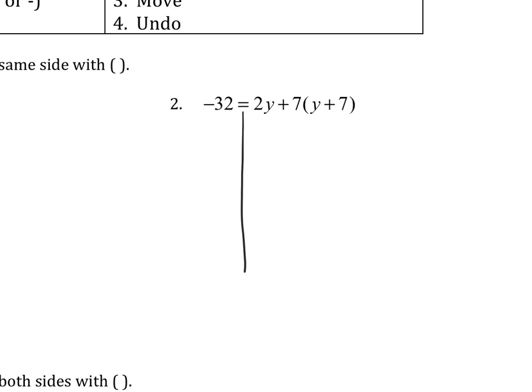So your first step is always to get rid of those parentheses. So notice we have parentheses here. We have a 7 on the outside, so we're going to distribute or multiply that 7 into both pieces. So when we do that, we've got 7 times y is 7y, and 7 times 7 is 49. So I'm going to write plus 49. Then I'm just going to rewrite the rest of my problem. I still have a 2y plus that 7y, and I still have an equals negative 32.